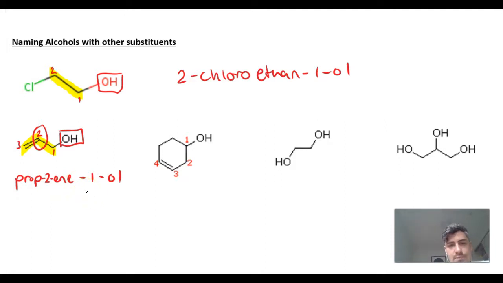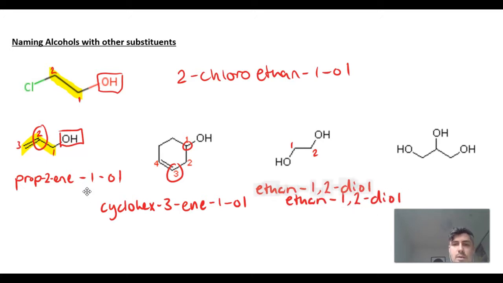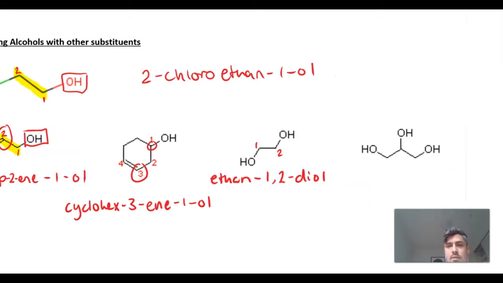So for the next one, we've got a cyclohexene group. The alkene group is between the 3 and the 4, so we're going to call it the 3. So it's a cyclohex 3-ene, the 1-ol. For the next one, we've got a 2 carbon chain. It doesn't matter which way we number it. So this is what we call a diol because there's 2 alcohol groups on there. So we've got an ethan group because there's 2 carbons there, 1,2-diol.